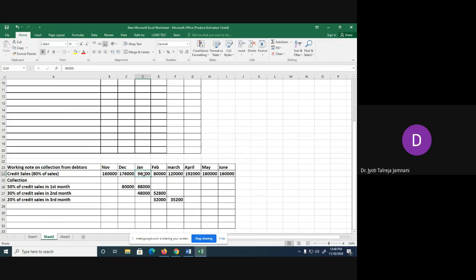Then next is January. Half of January is 96,000, which is equal to 48,000, which I'll receive in February. 30% of 96,000 I will receive in March, which is 28,800, and 20% I will receive in April, which is 19,200. So if you add this 48,000 plus 28,800 plus 19,200, it will come to 96,000, which is January month credit sales, received in Feb, March, and April. Any doubts, please ask.